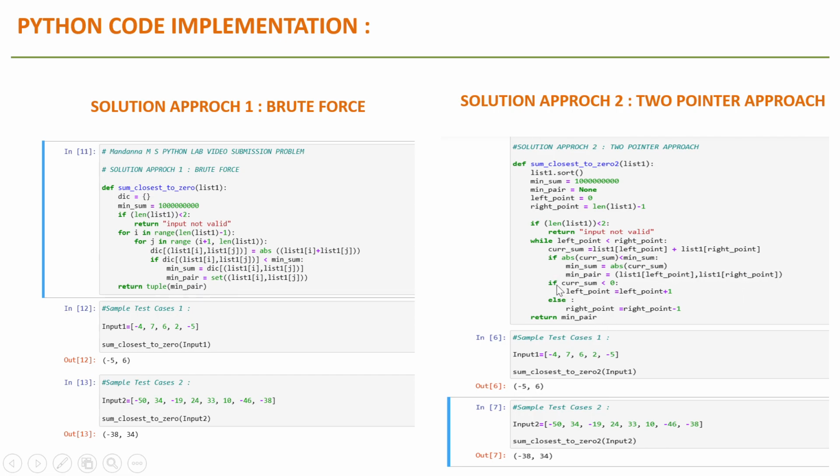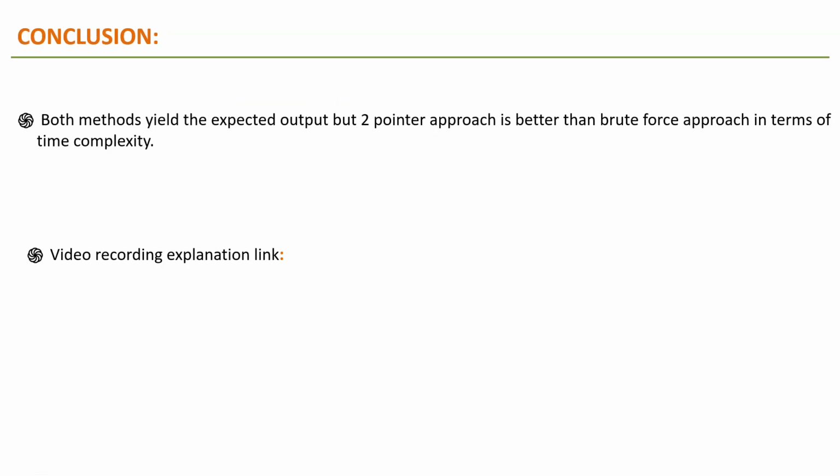For that iteration also, we have stated an if condition stating that if this current sum is less than 0, that is negative, we will be incrementing by 1. If it is not, it will be decrementing by 1. Then we'll be returning it. So as the approach states, this two-pointer approach has a lower time complexity than this brute force approach. Thank you.